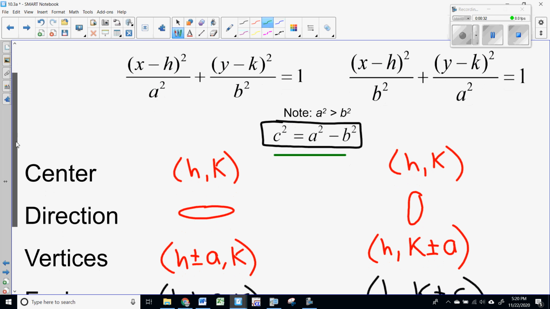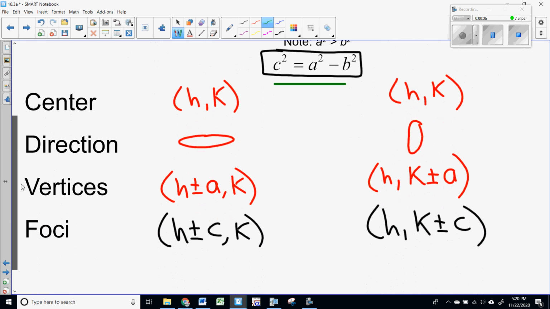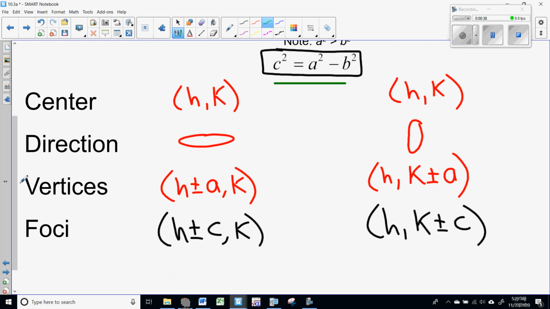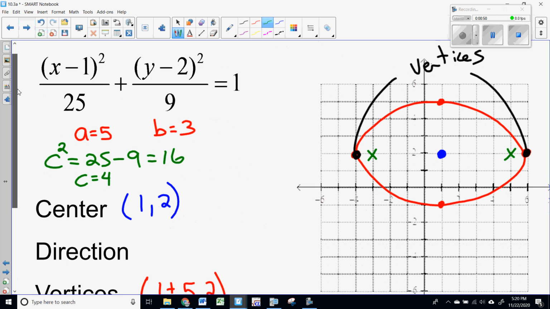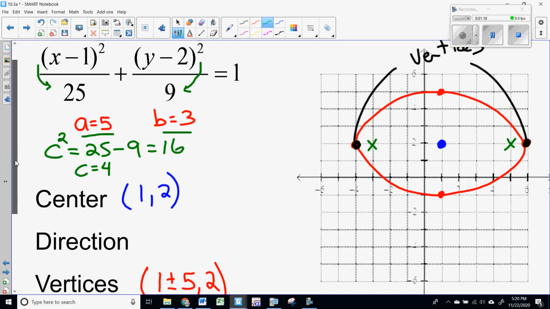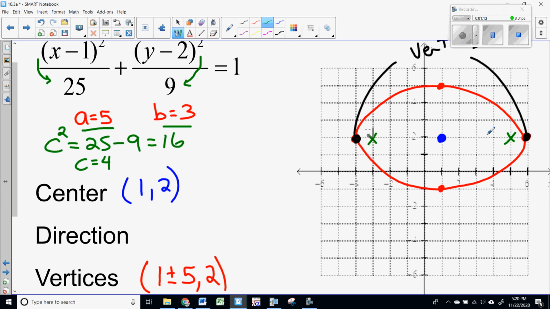We had our center (h, k), and then our vertices and foci we found by adding and subtracting a or c, depending on whether our ellipse was opening left and right or up and down. We looked at examples where we'd find our center. We'd look at whatever was underneath the x, which in this case is 25, so our a is 5, so we would go right and left 5. We'd look at what's underneath the y, which was 9, so our b was 3, so we go up and down 3. That would give us our center and our vertices, which are at the end of a.